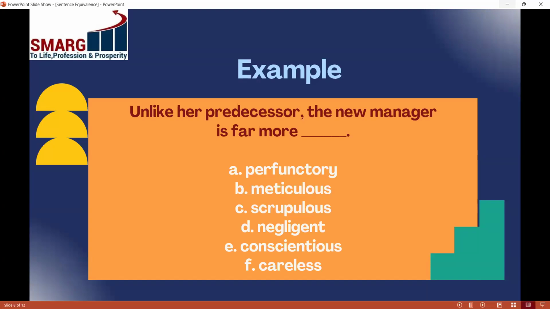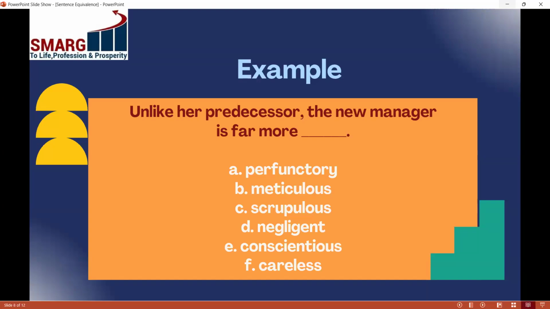Okay. Yes, Vishal, you were also saying something. Ma'am, I feel it's perfunctory. Wait, Prachi, first you finish all your choices. Ma'am, I feel it's perfunctory, but I'm not sure. Okay, then Vishal. Yes, ma'am. If we go by the comparison, I am assuming that her predecessor was a bit careless. So then it must be meticulous, maybe. Meticulous, okay.